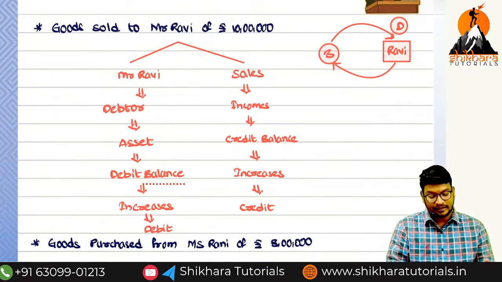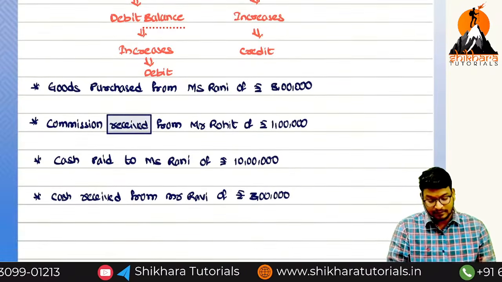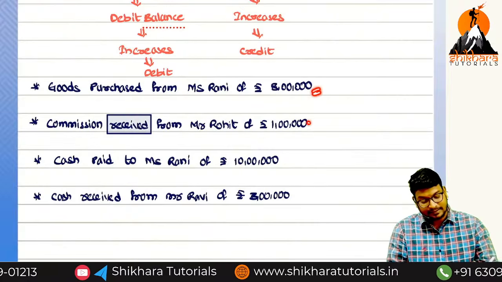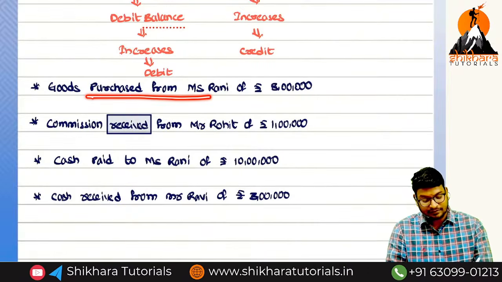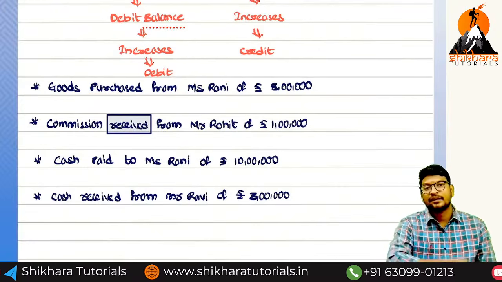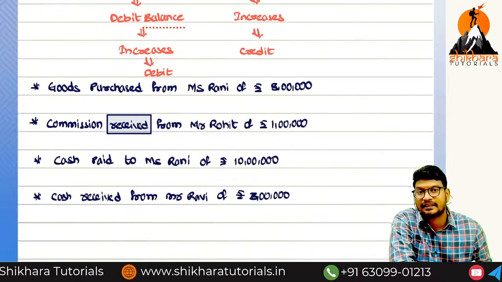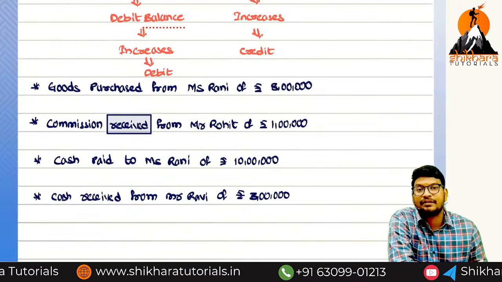So what I am doing is practicing my method, that's all. Okay? So like that you can practice this type of transactions. What is this transaction? Goods purchased from Miss Rani. Sir, here Miss Rani is debtor or creditor? Creditor. Creditor means asset or liability? Liability. Liability will have which balance?